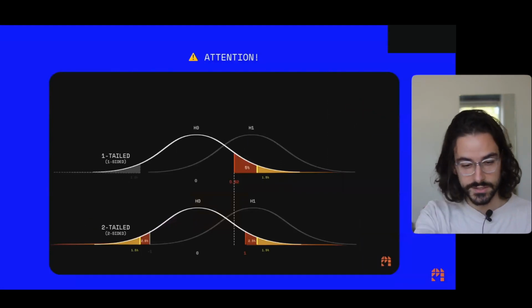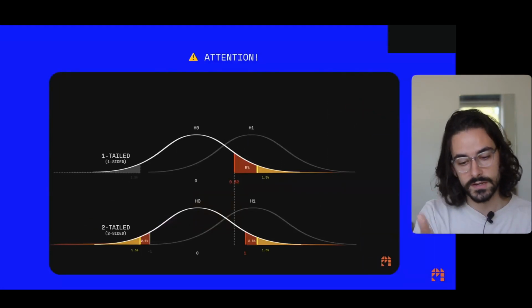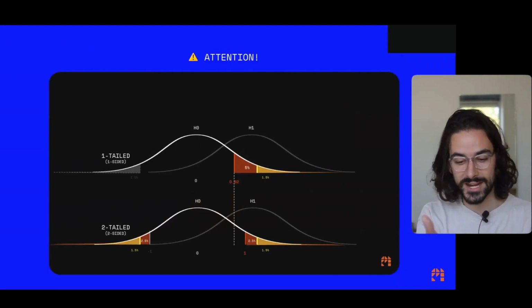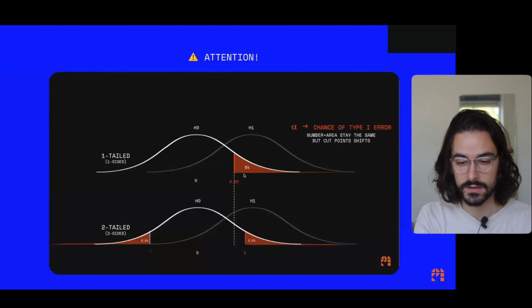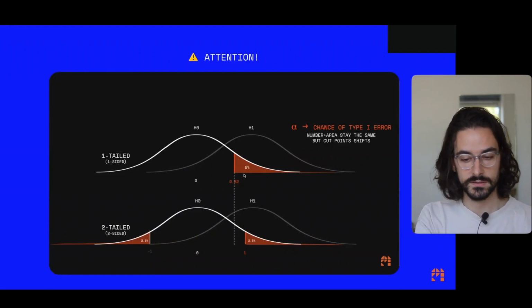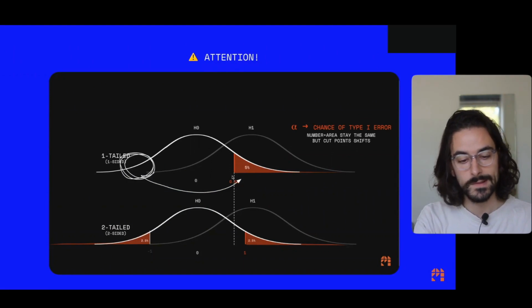Pay attention that the p-values are different than the alphas. The alphas shift, and the p-values do not shift. The alpha, the chance of type 1 error, number and area stay the same, but the cut point shifts. So the area here is 5%, but it's just sucked up to the other side on a one-tailed hypothesis. And the cut point, which used to be 1, shifts to 0.82.